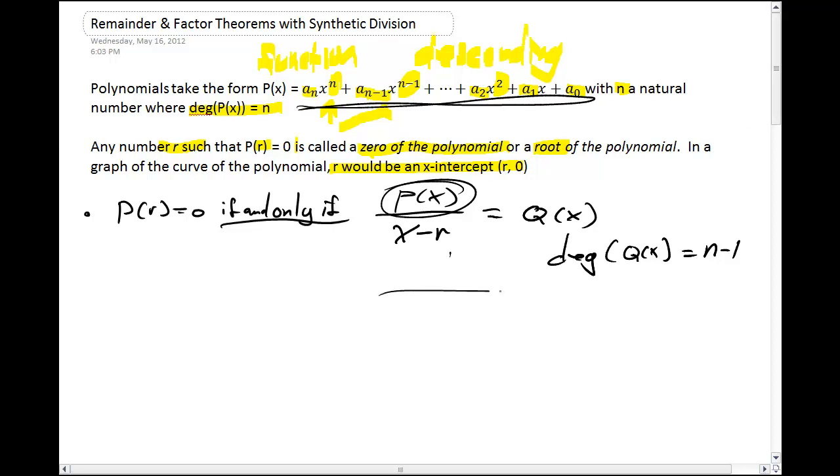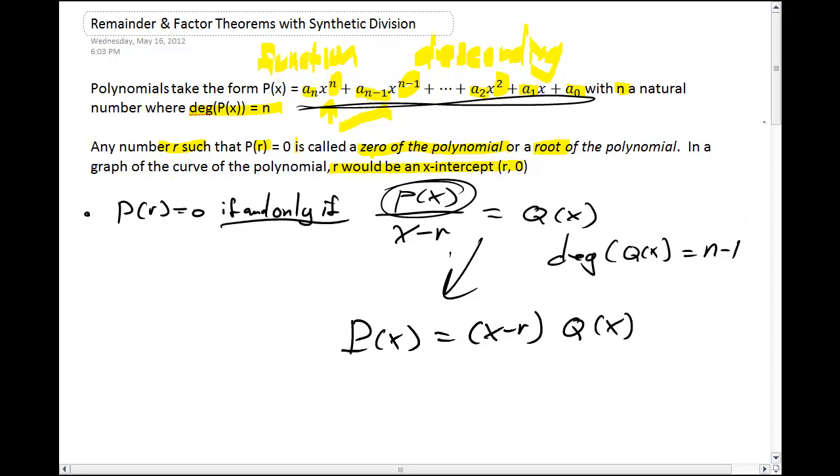So if I have the right side, then I get the left side's true for free. If I've got the left side's true, then I know that the right side's true as well. In fact, we can rewrite the right side and say that we've factored our polynomial p into smaller pieces. One piece that involves my factor x minus r, the other piece that involves my new polynomial that's one degree smaller than the p of x was before.